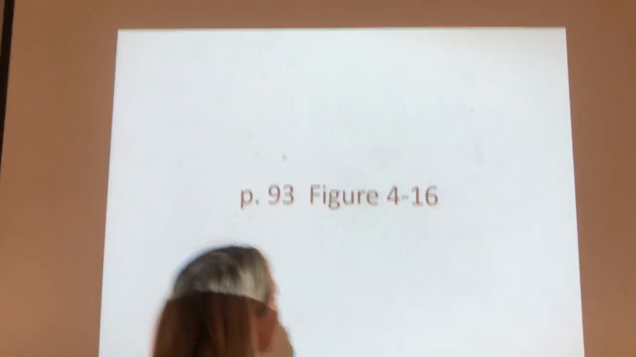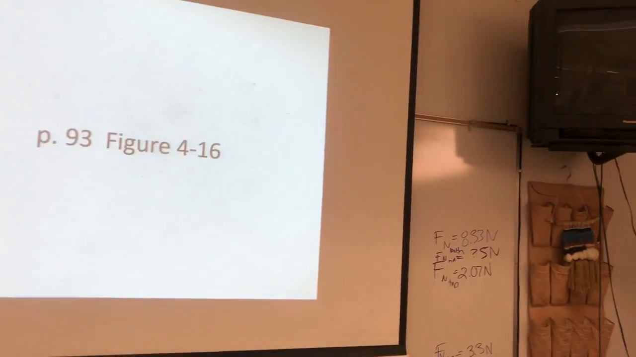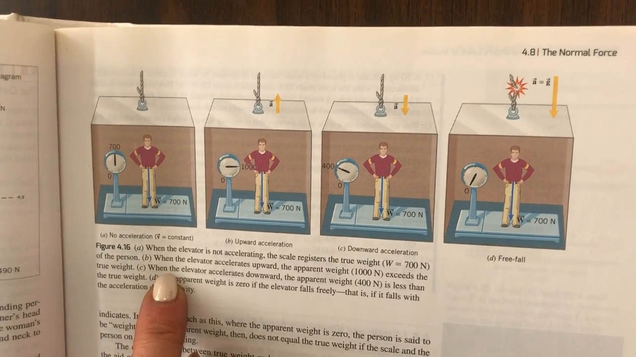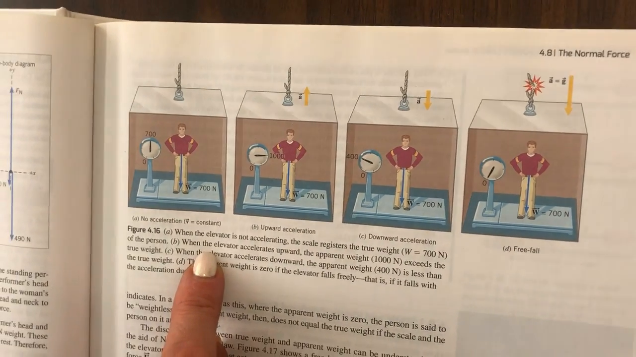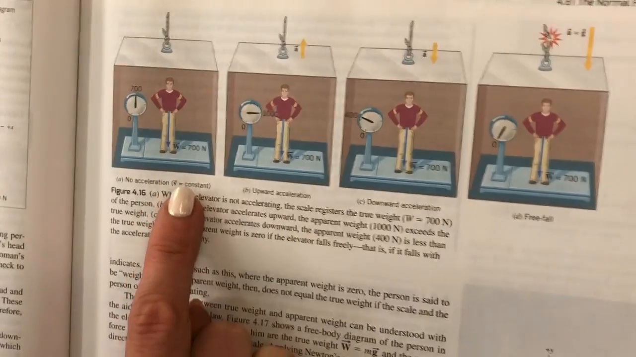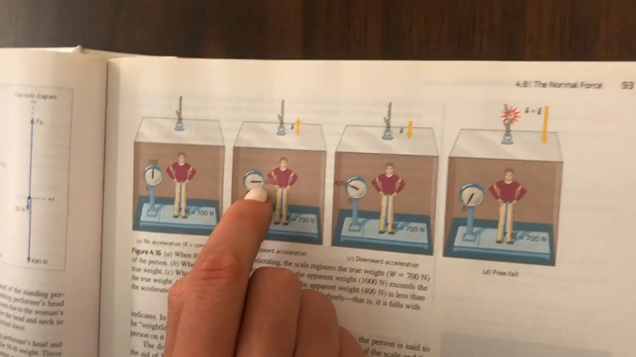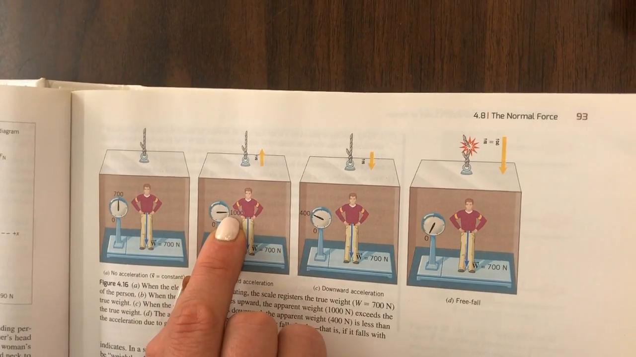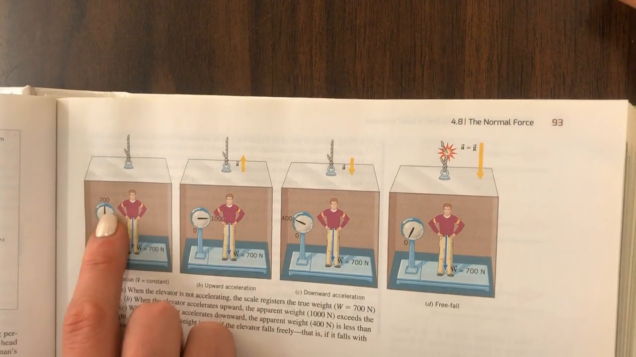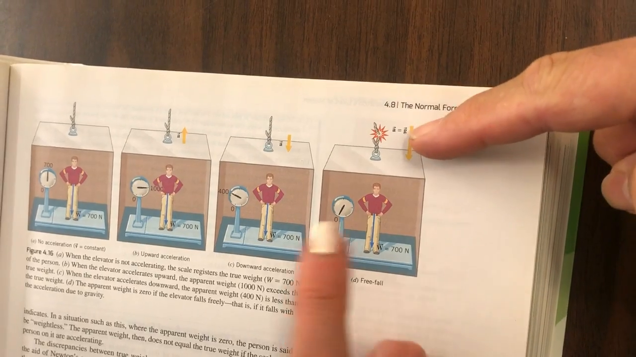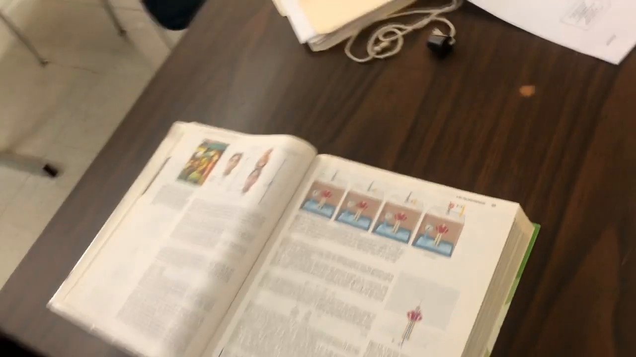Page 93, Figure 4.16. What is that? They can look in their books. Check it out. Read through it. See what's going on here. The person's just sitting there, with a certain amount of weight. When it starts going up, the scale does read a different number. As we go up, it's 1,000, and as it's going down, it's 400, less than 700. And what's going on here? Free fall! Zero. That's creepy. And we're done. Sweet.